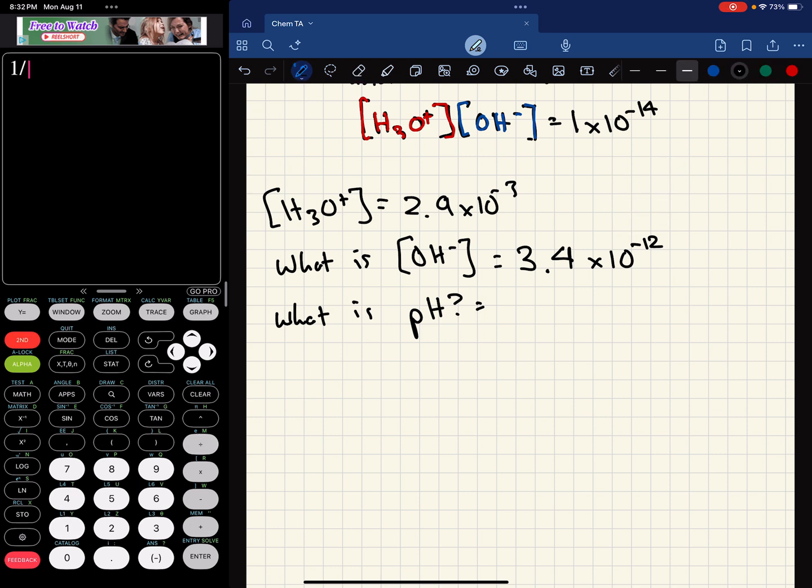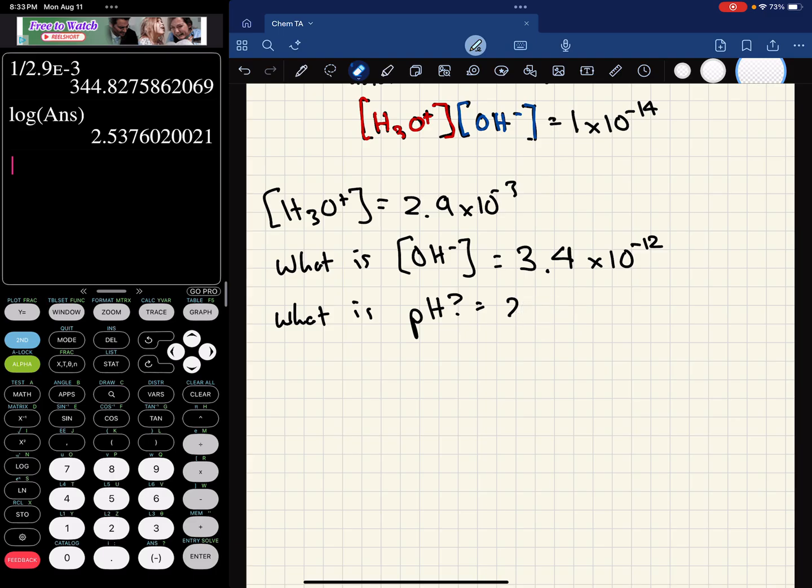So I'm just going to use the same number. 1 divided by 2.9 times 10 to the negative 3, and the log of that is 2.5. So this is a really acidic solution. Makes sense? It does make sense, because if we look at our two concentrations, we have a lot more H3O plus than we do OH. We have a lot more, so it's going to make it a more acidic solution. Okay? Let's try another one.